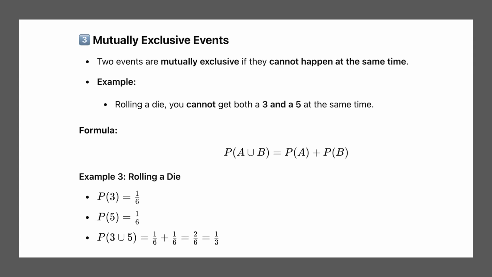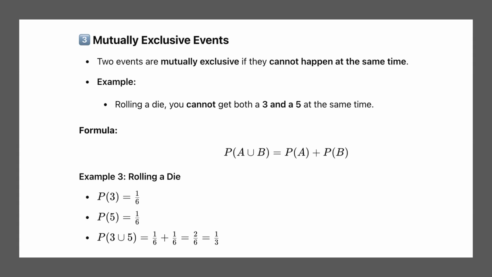So, an example: rolling a die. You cannot get both 3 and 5 at the same time. So what will be the probability of getting a 3 and 5 together, like one after another? Because these are two events we're talking about. Again, it's very simple. It is about P(A ∪ B), because we want them to happen together, but they are neither independent nor dependent. So how will we calculate it?